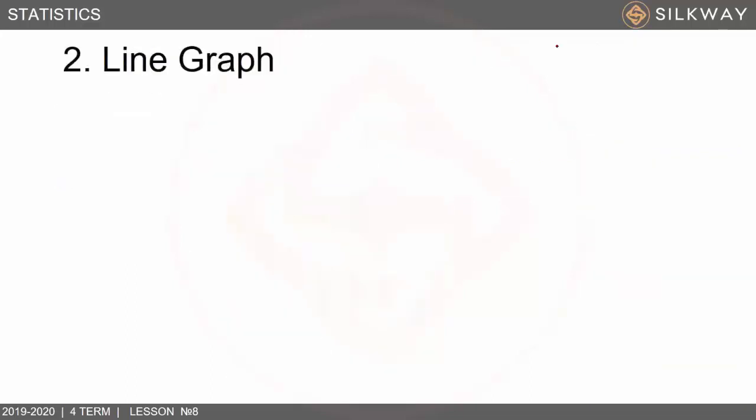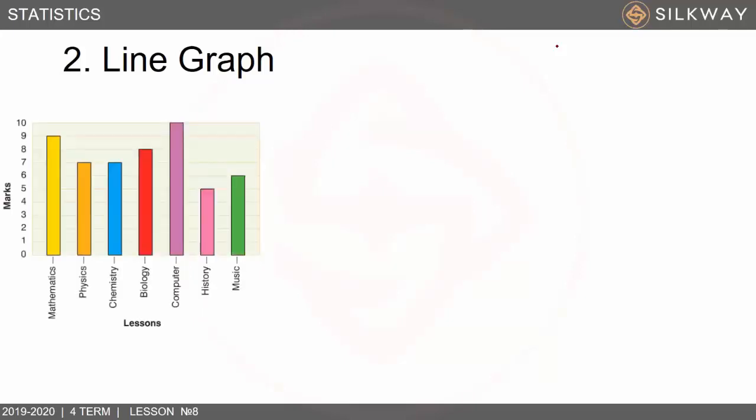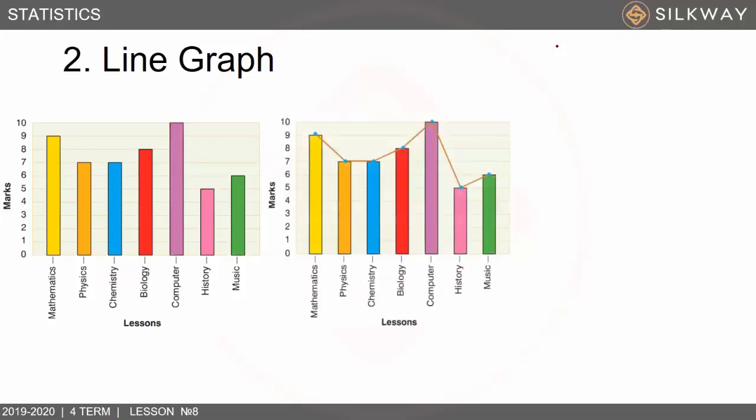Okay, second one, line graph. We can make a line graph, also called a broken line graph, by drawing line segments to join the tops of the bars in a bar graph. For example, look at the line graph of the data from the previous example. To draw the line graph, we mark the middle point of the top of each bar and join up the points with straight lines.